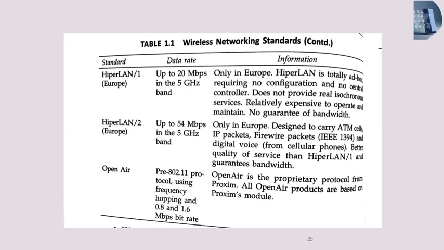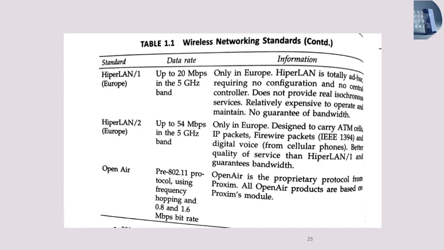HyperLAN 2 provides up to 54 Mbps in the 5 GHz band, that is the data rate, only available in Europe, designed to carry ATM cells, IP packets, firewire packets, that is IEEE 1394, and digital voice from cellular phones. It provides better quality of service than HyperLAN 1, and it also doesn't guarantee bandwidth.